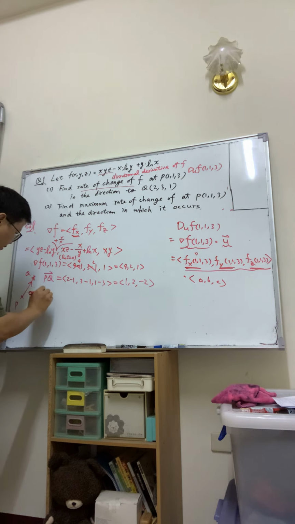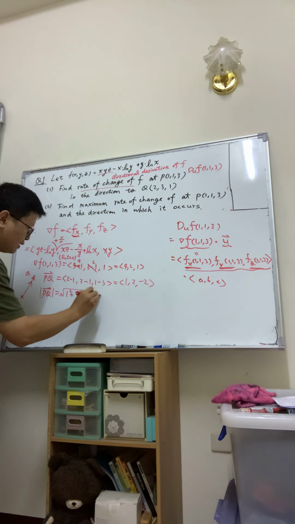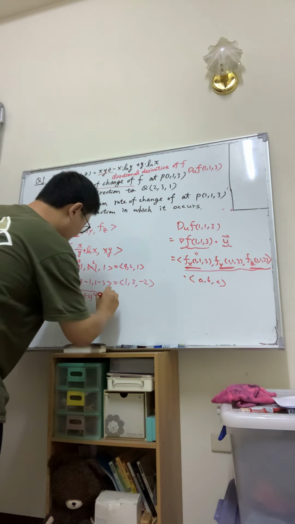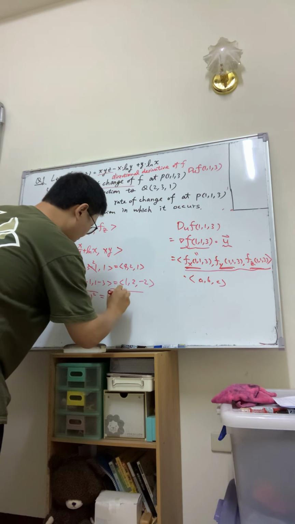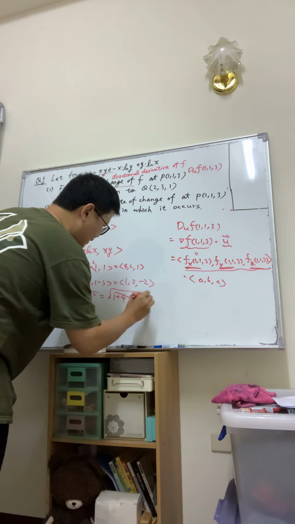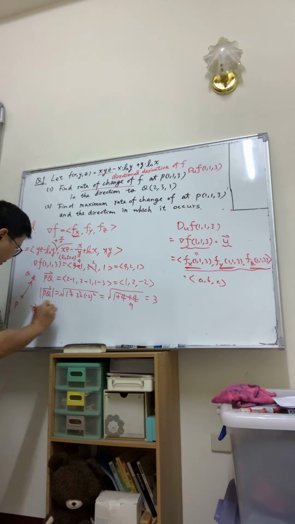So you should consider its length. Its length is the square root of 1 squared plus 2 squared plus negative 2 squared. So it's equal to the square root of 1 plus 4 plus 4, which is 9. The square root of 9 is 3. So now the unit vector u is PQ over its length.